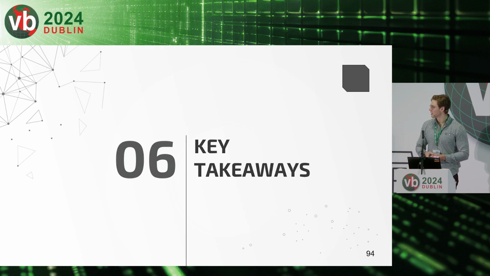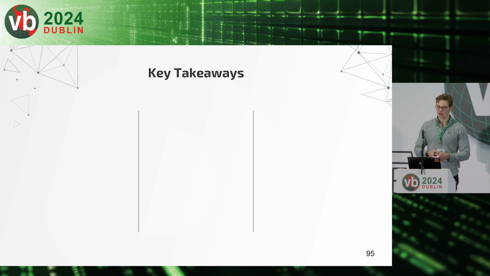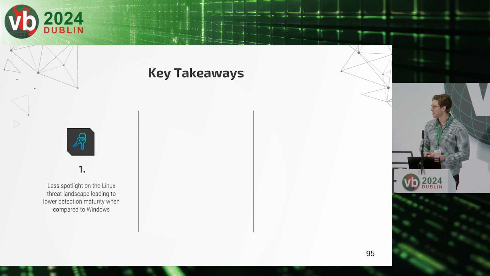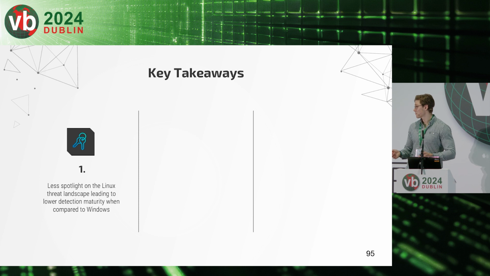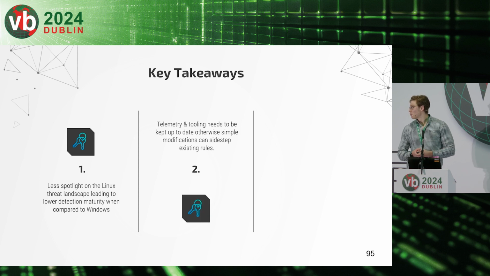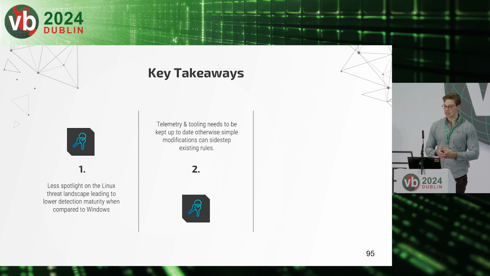And finally, some key takeaways. First, the Linux threat landscape doesn't really get the attention it deserves, and this leads to detection immaturity and relatively simple memory techniques, such as shared object injection, being effective for attackers. If we don't actually have any telemetry, then we can't write any detections. So hopefully now we have a little bit of a better idea, and more answers and tooling, on how to find this specific type of injection.